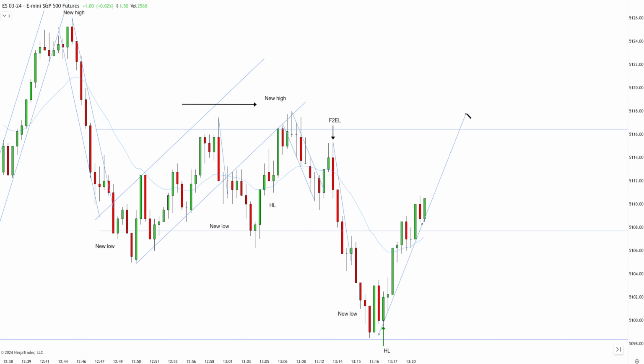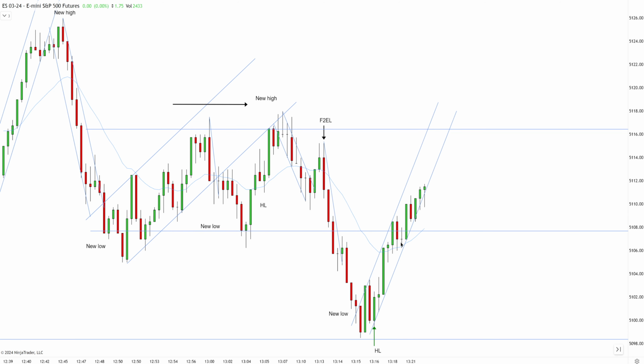The short-term uptrend is working higher. So you can see we're right now playing this as a trend range. Buy low, sell high. There was no failed second entry short. It would have been great: new low, first entry short, second entry short failure.